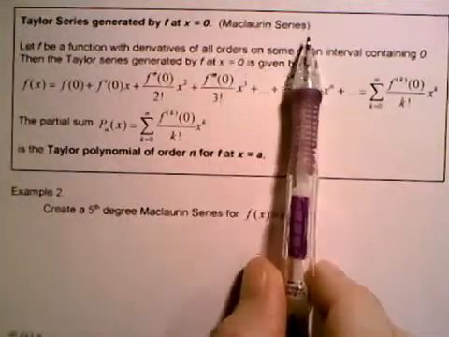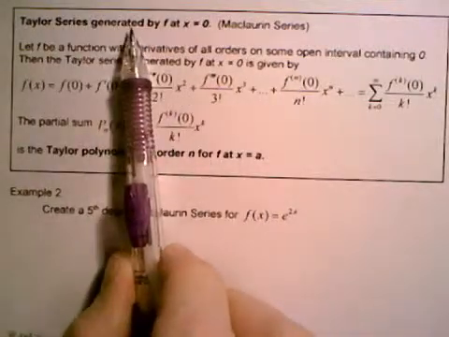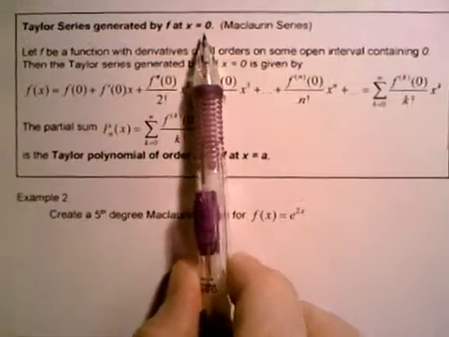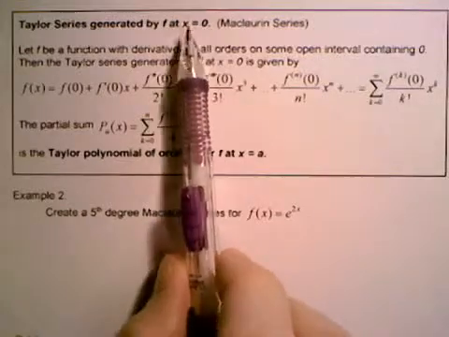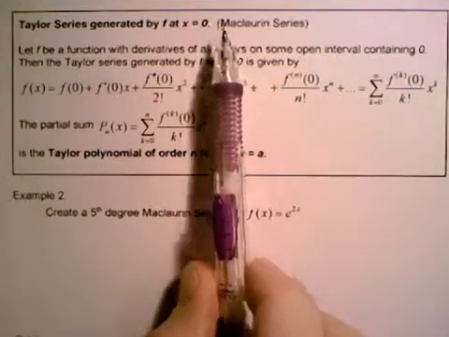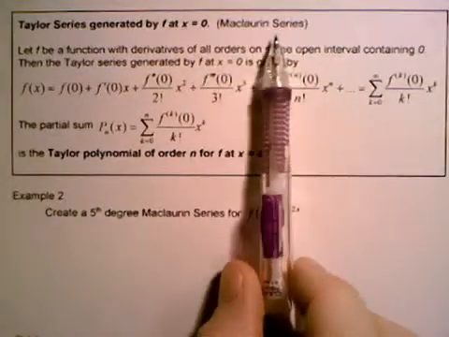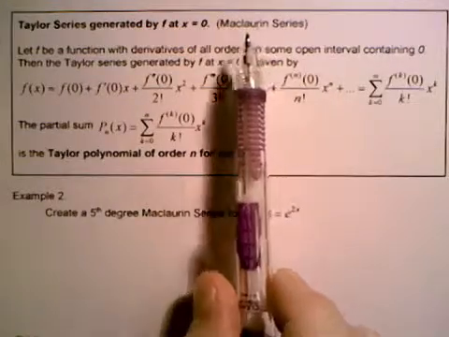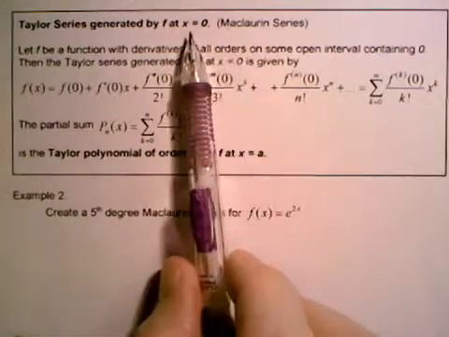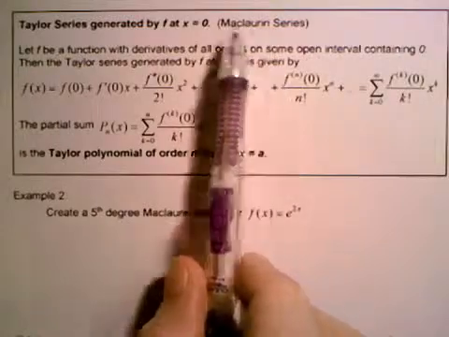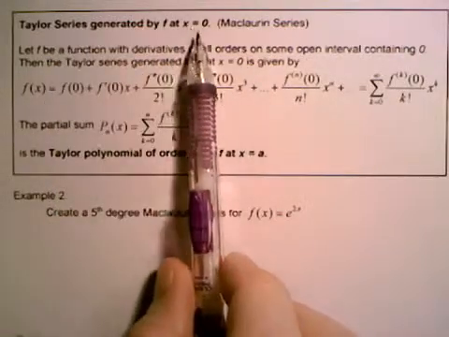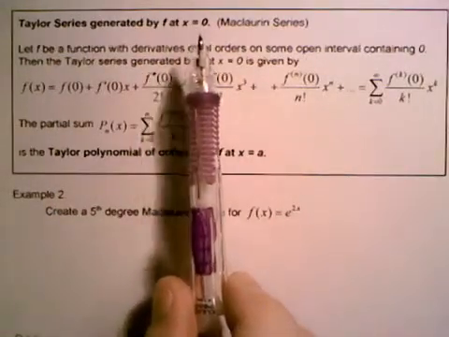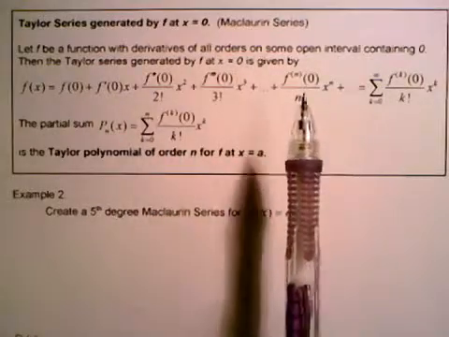But then there's a Maclaurin series if the Taylor series is generated by f at x equals 0. In other words, if the Taylor series is centered at 0, then it's actually a Maclaurin series. So a Maclaurin series is a specific Taylor series. It just so happens that the Maclaurin series is the Taylor series at x equals 0. At any other value for x, we just call it a Taylor series, and we will get to that.